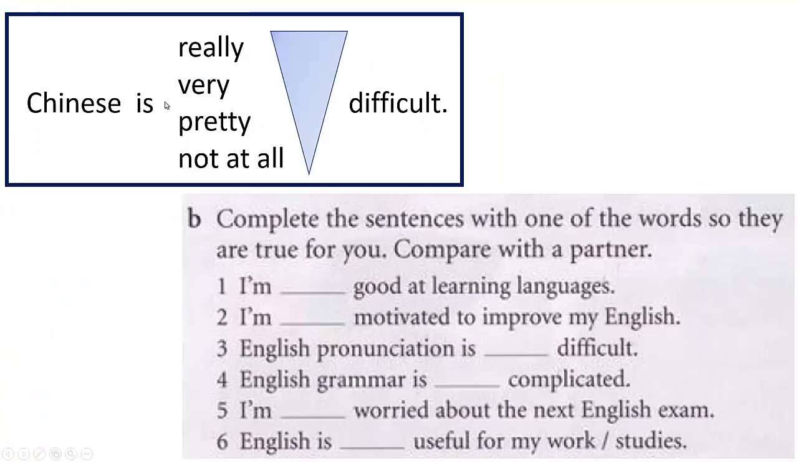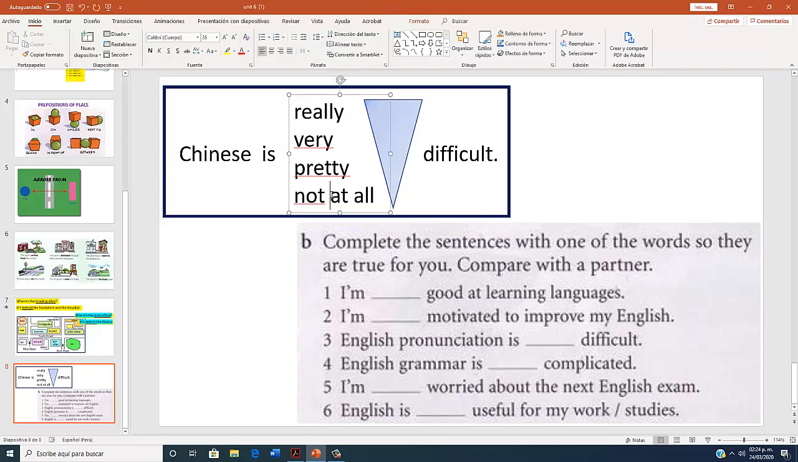here you can say Chinese is really difficult. Chinese is very difficult. Chinese is pretty difficult. Or Chinese is not at all difficult. Okay? Oh no, here for not at all, you change. It's not difficult at all. Oh yes, that's the correct form. It's not difficult at all. Here in the middle, you use the adjective. You use the adjective in the middle.